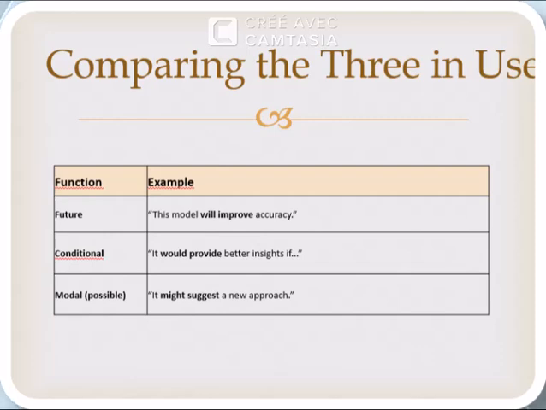First, we have the future tense. For example, this model will improve accuracy. The statement expresses a strong prediction or expectation about what the model is expected to do.